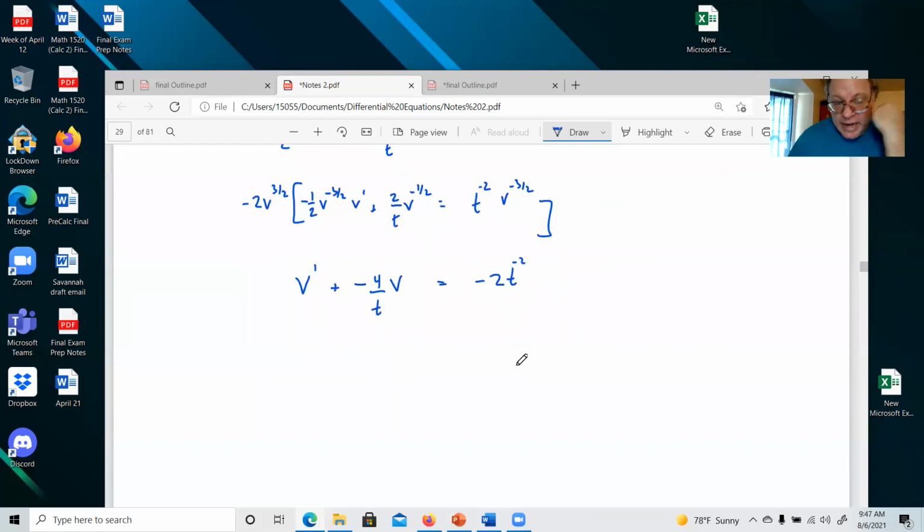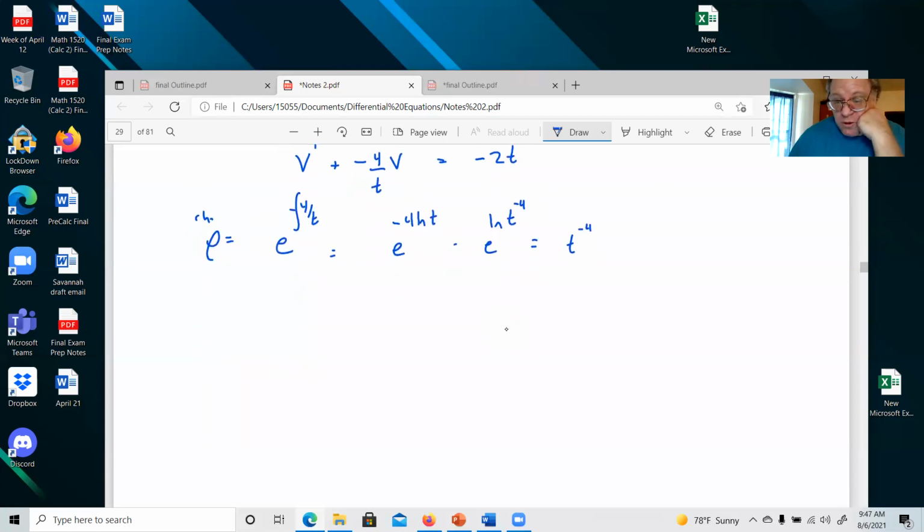Now, this looks a lot like a first order linear problem. We have to go ahead and find our integration factor. So we have rho, that's rho, is equal to e to the negative 4 over t integral. And that is going to be e to the negative 4 ln t, which is e to the ln of t to the negative 4, which is t to the negative 4.